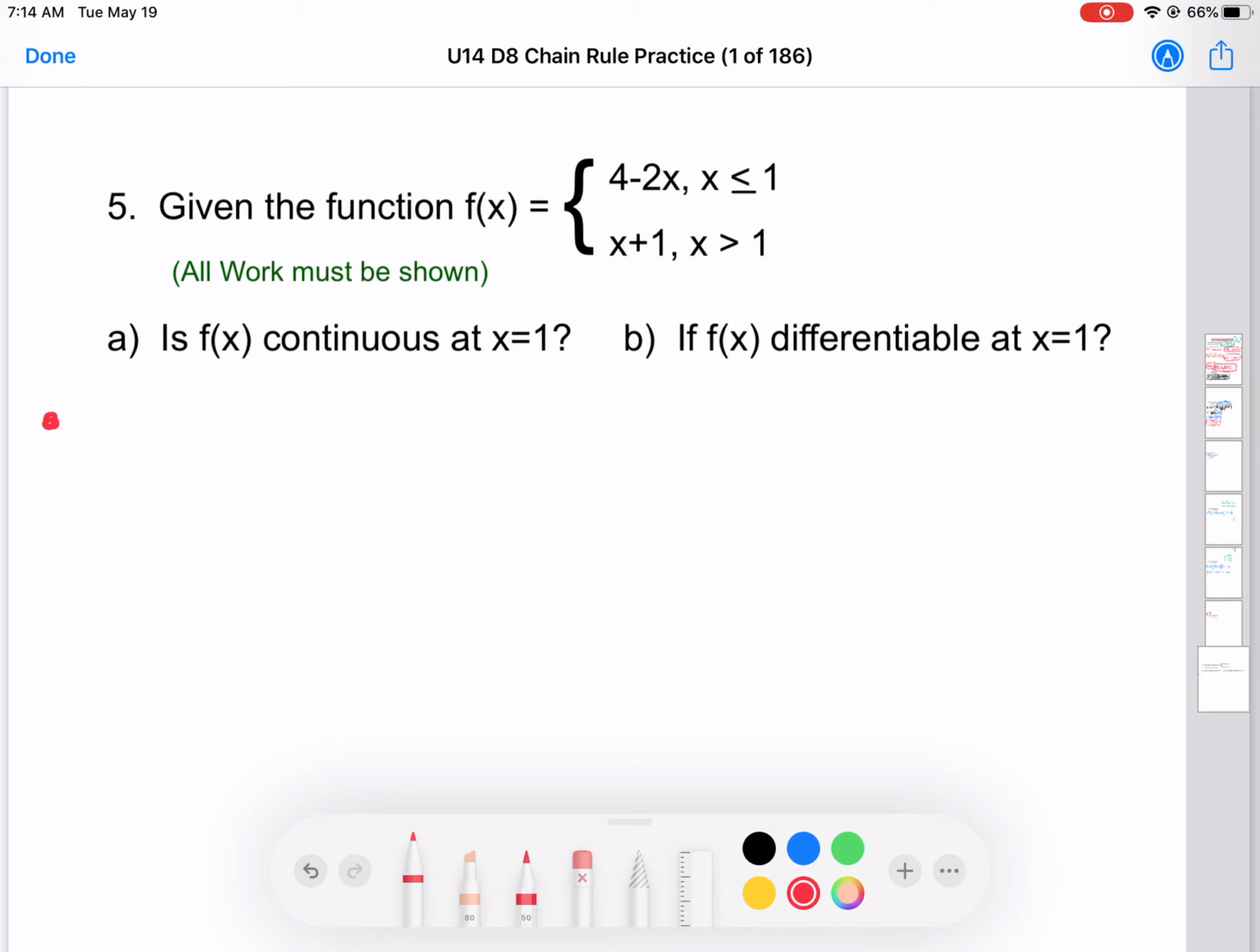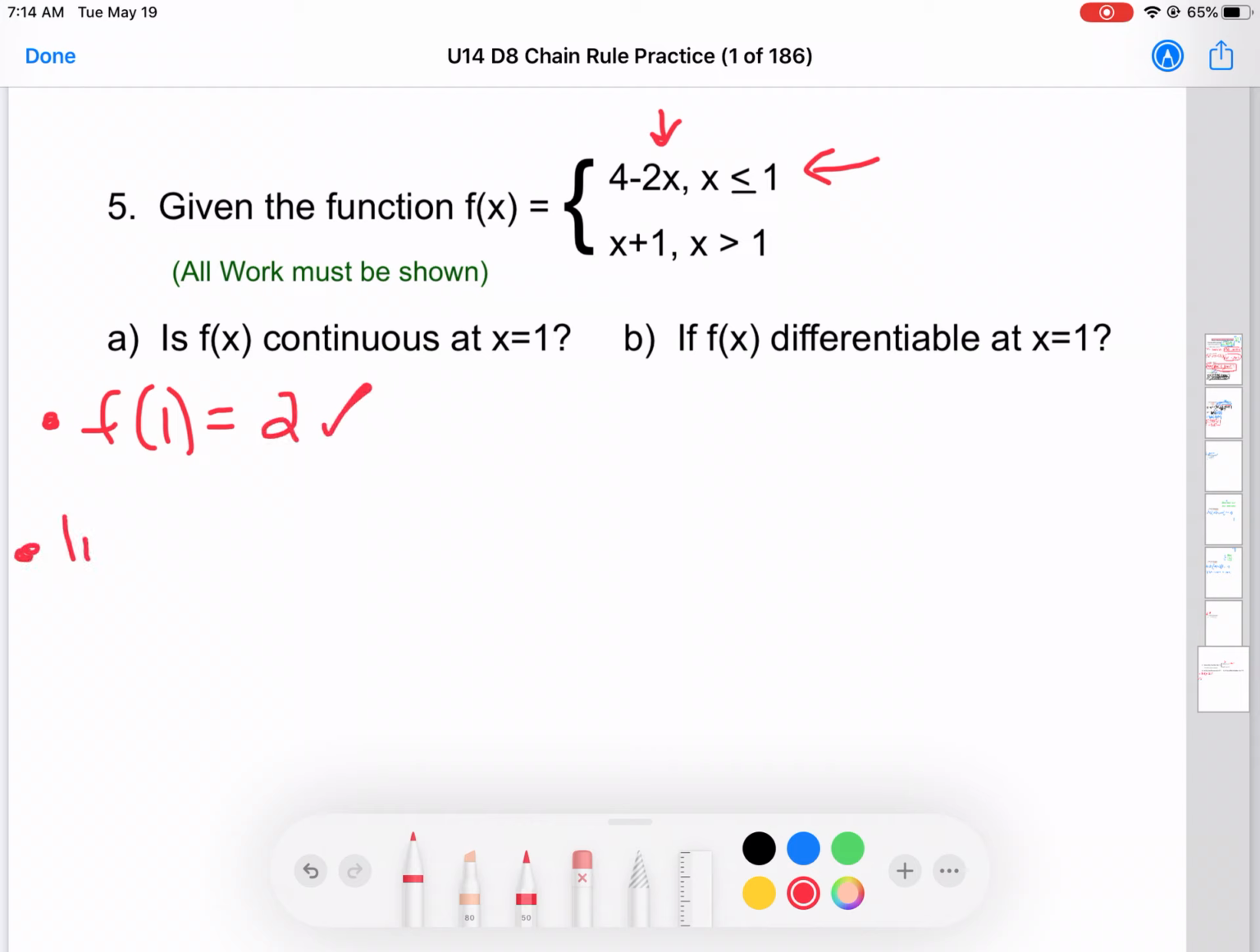Okay, so we have 3 steps to continuity. So the first thing we're going to do is see if a function value exists. So is there a value at f of 1? So f of 1, which piece of the domain are we plugging it into? We're going to plug it into this piece, right? X is less than or equal to 1. So if I place in 1, 4 minus 2 times 1, we get 2. So a function value does exist.